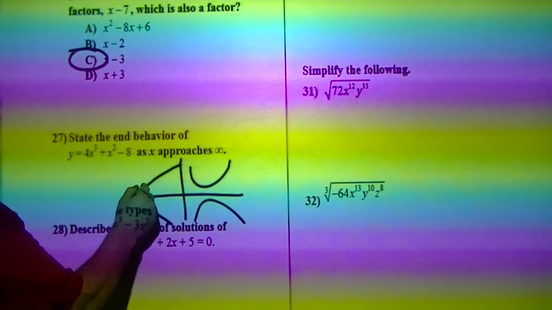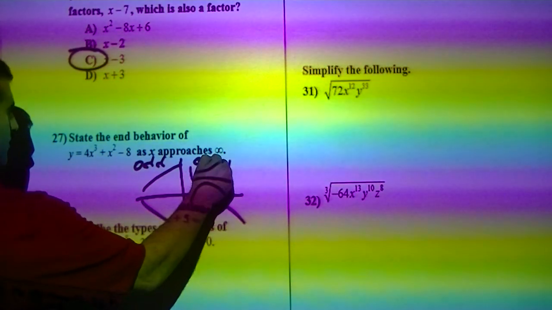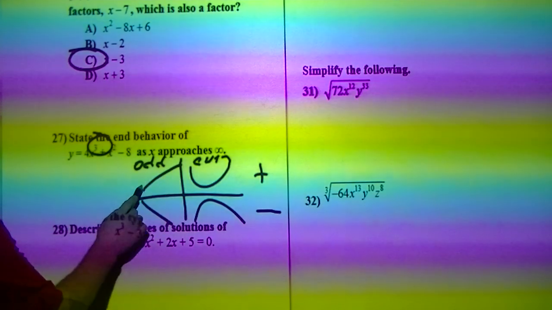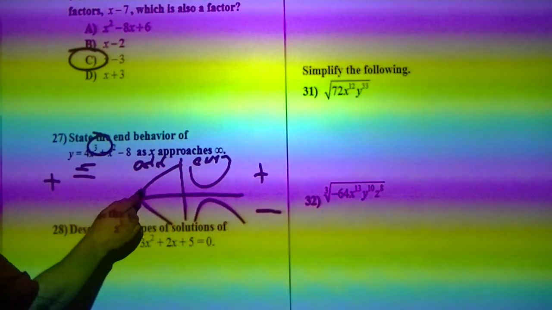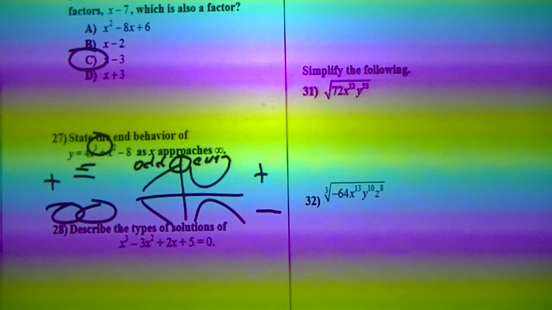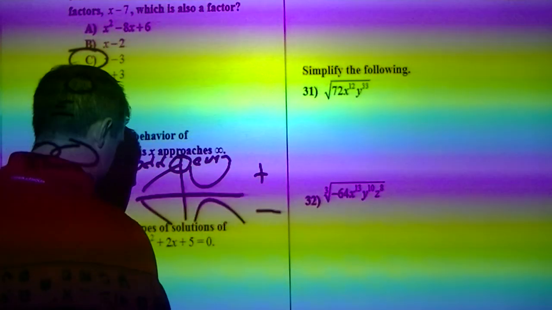Okay, this is odds, evens, positives, negatives. Since that is an odd exponent, it's this. Since that's positive, it's this. So as x approaches infinity, which is that right arrow, that is going up. Describe the types of solutions of here.